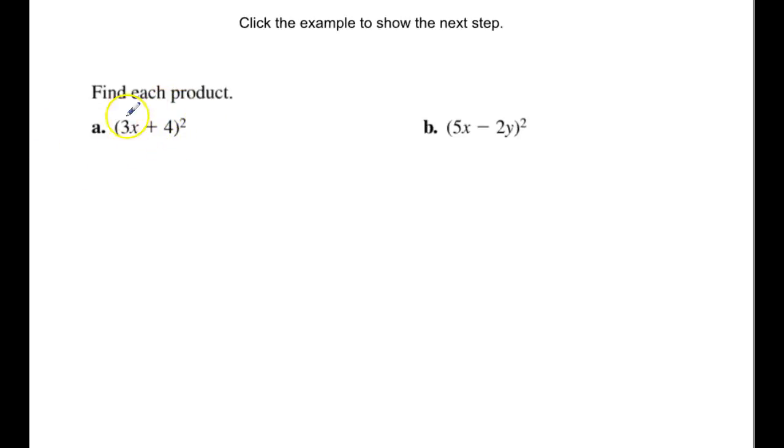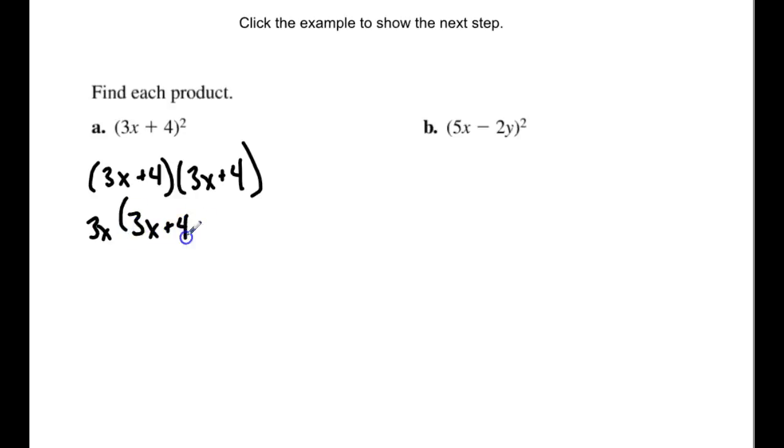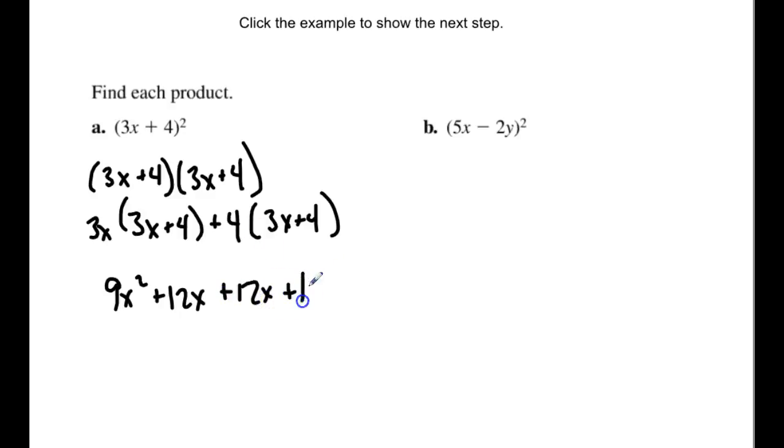First of all, (3x + 4) squared is the same thing as (3x + 4) times (3x + 4). Let's double check that our pattern actually works. I take my 3x times my entire second factor, plus 4 times the entire second factor. Now let's multiply it out. 3x times 3x is 9x squared. 3x times 4 is 12x. 4 times 3x is 12x, and 4 times 4 is 16. Now I have two terms with an x that I can combine, so I have 9x squared plus 24x plus 16.